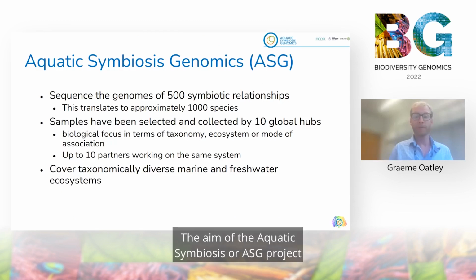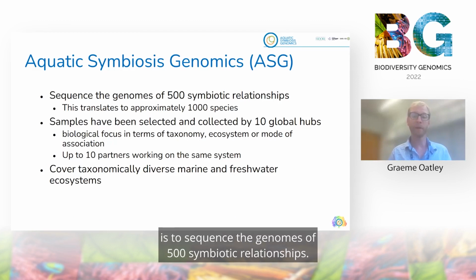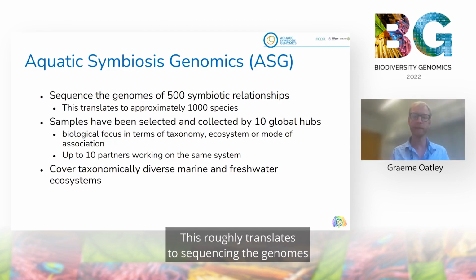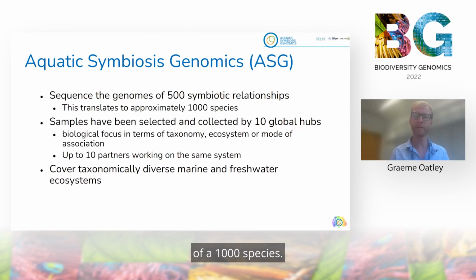The aim of the Aquatic Symbiosis or ASG project is to sequence the genomes of 500 symbiotic relationships. This roughly translates to sequencing the genomes of 1,000 species.